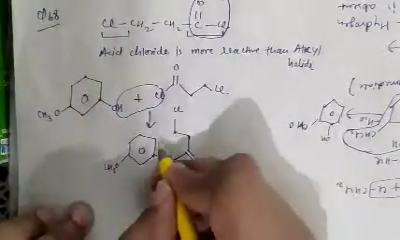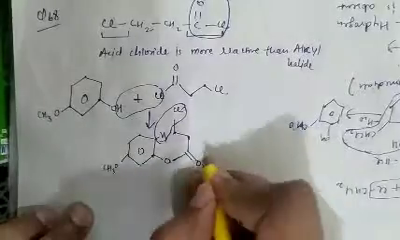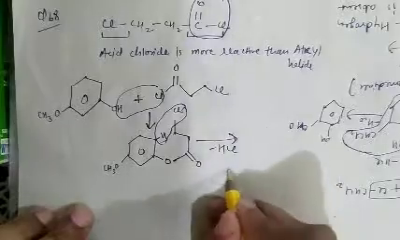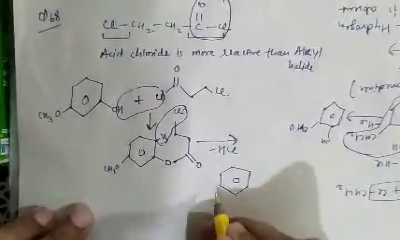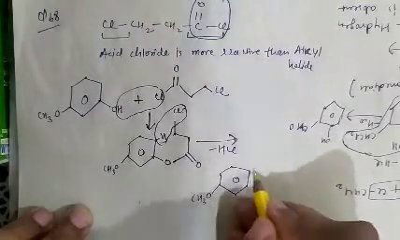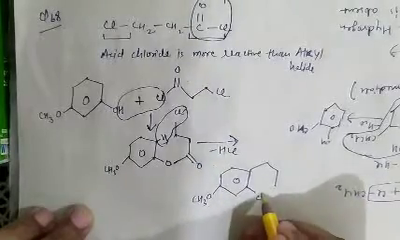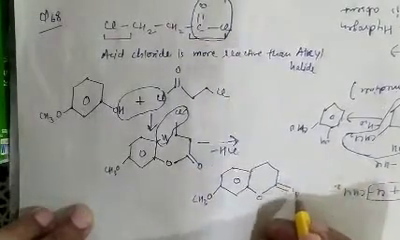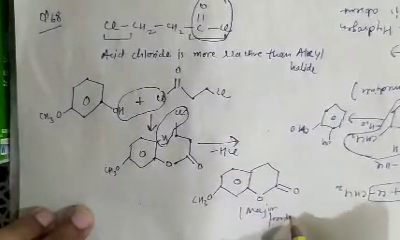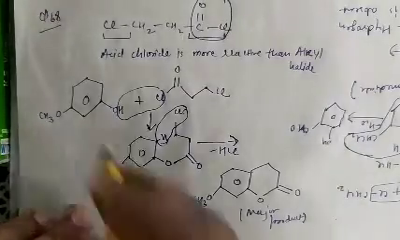Now again, as there is H and there is Cl, so this HCl will be removed, so minus HCl. On removing HCl, the product obtained is OCH3 as it is, and this will form the cyclic compound with O. So this is the compound formed, the major product. So question number 68, option C is correct.